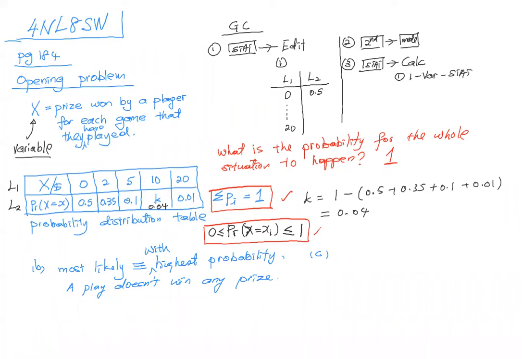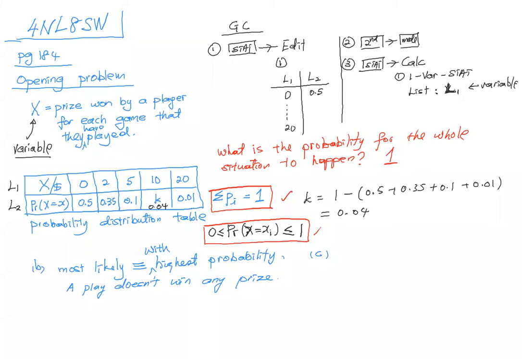Okay, so now you got the list. After you press 1 var stack, you got the list. So this list means your variable X. So you have to type in L1. List means variable. It can be L2, L3, up to you to key in, it doesn't matter.